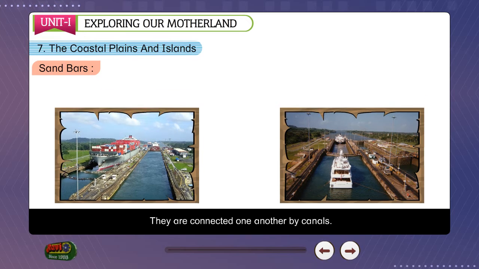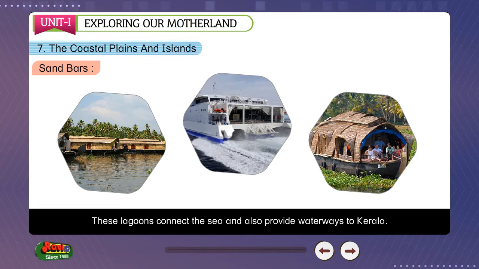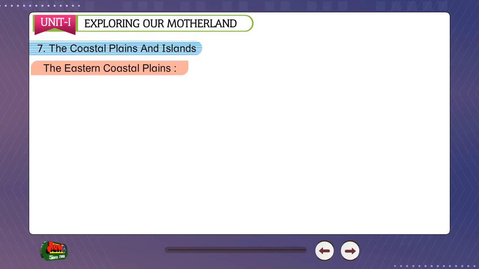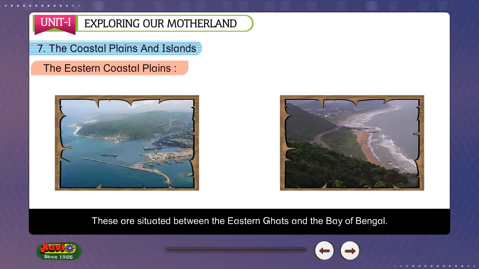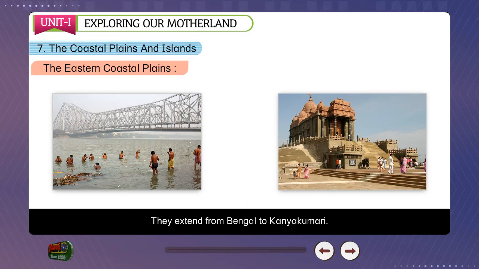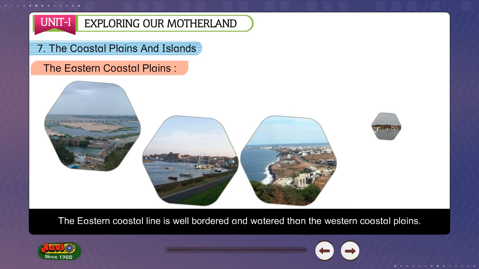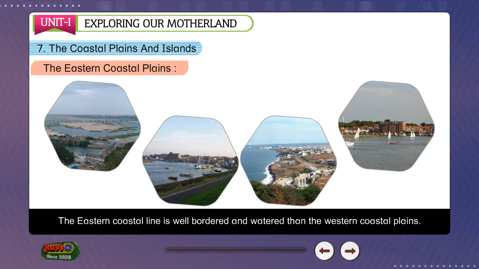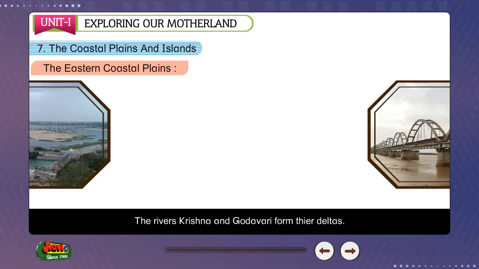The eastern coastal plains. These are situated between the Eastern Ghats and the Bay of Bengal. They extend from Bengal to Kanyakumari. The eastern coastal plain is better bordered and watered than the western coastal plain. The rivers Krishna and Godavari form their deltas there. These coastal plains are divided into 1. The eastern coast, 2. The Coromandel coast.